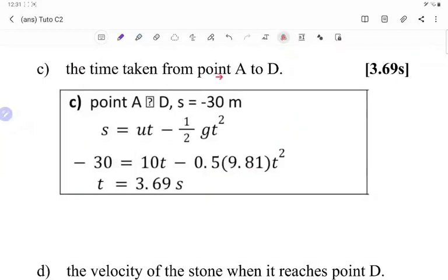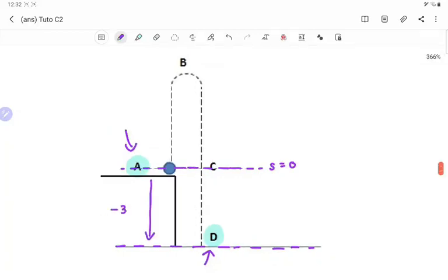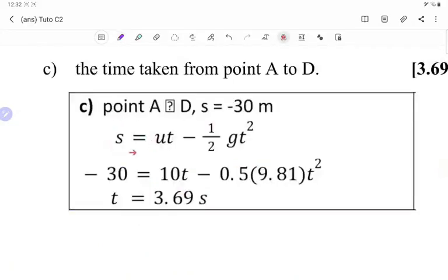Next, C is the time taken from point A to D. Okay, so kita kena pasti dulu the reference line from where A started. So di sini S sama dengan kosong. And then the distance between A and D. So this is the initial point. This is the final point. So the distance between them is negative 30 meter because 30 meter is the height of the building. Okay, so using the same formula as before, it's just that we have new value for displacement. Substitute with the negative sign because it's going down, so you will get the answer.